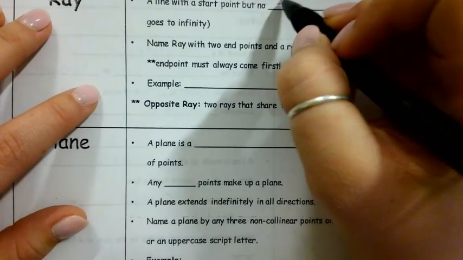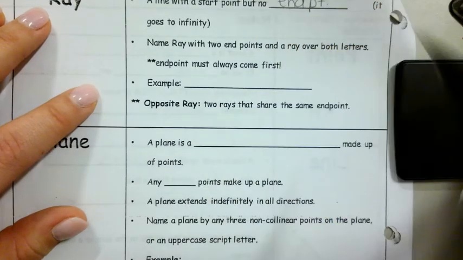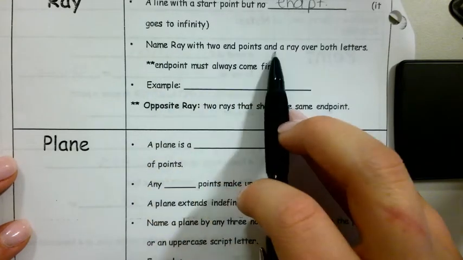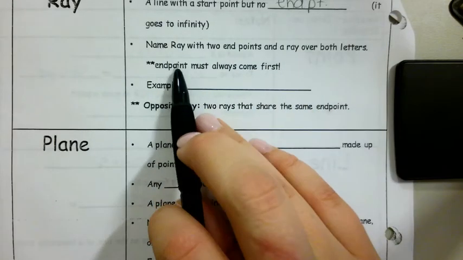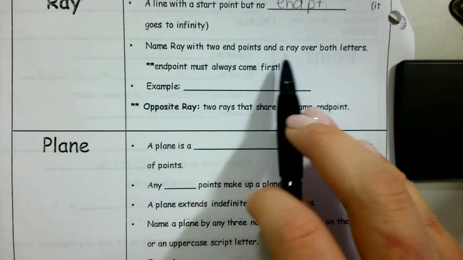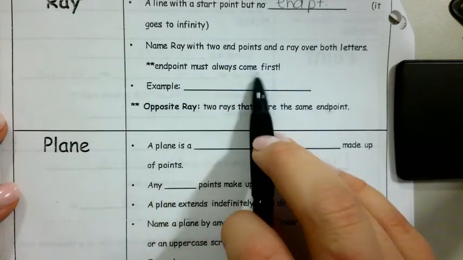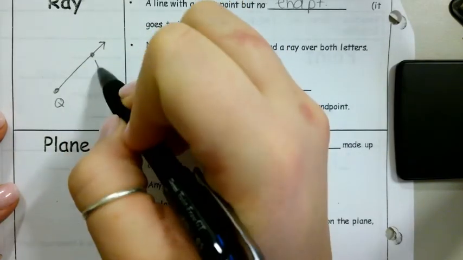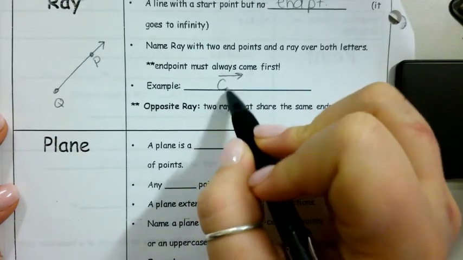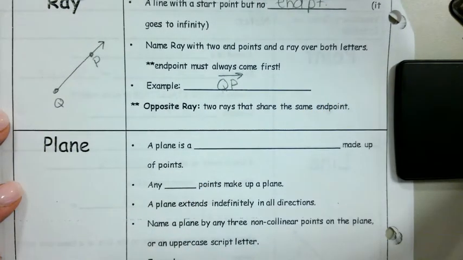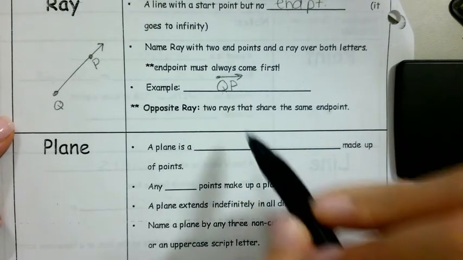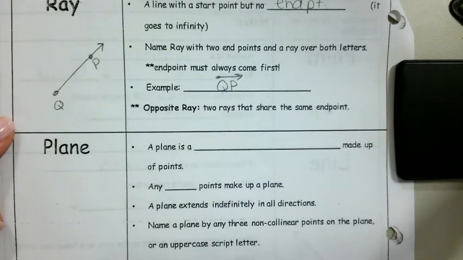Okay, a ray is a line with a start point but no end point. It goes on forever. We name a ray with 2 points and a ray symbol over both letters. And the endpoint must come first. So let's draw a ray here. Let's name it QP. So our endpoint is going to come first, and P is going to be in the direction. So if you drew your ray here, your Q would be your start point and your P would go on forever.